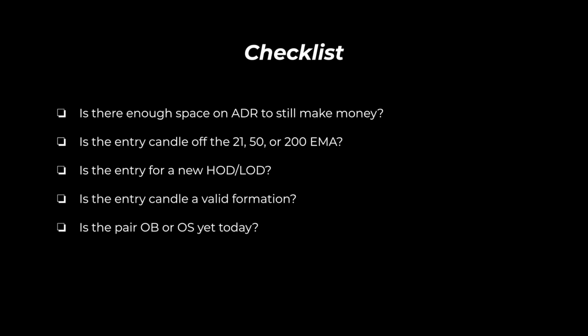If you can find something that fits all of these characteristics, one of the last questions that you want to ask yourself is, is the pair overbought or oversold yet today? If it's overbought, you don't want to be buying it because the probabilities are decreased. Of course, you can still do it, but the probabilities are decreased. So you're shifting the trade away from you almost. Just like if it's oversold, you might not want to be selling it because that shifts the probabilities away from you there as well.